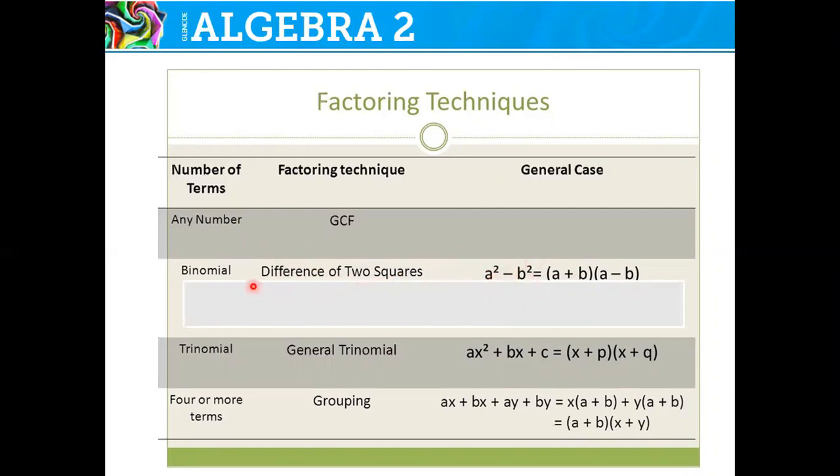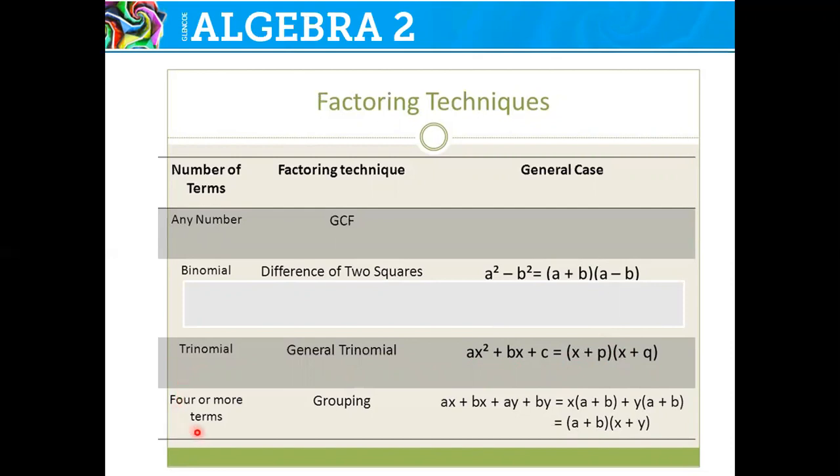If it's not a binomial, if it was a trinomial, then we'll try to find the general trinomial ax squared plus bx plus c. Usually we check whether it's a perfect square trinomial, or we can just use guess and check to open two brackets and factorize it normally.